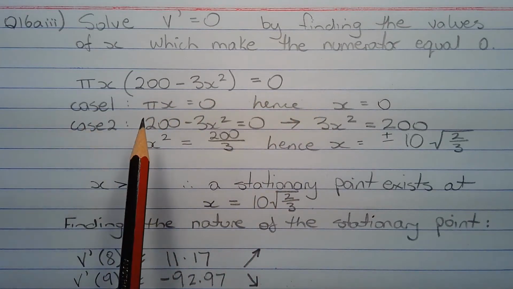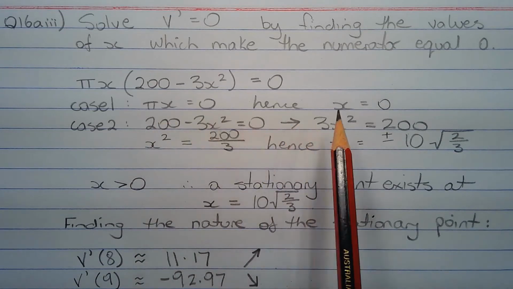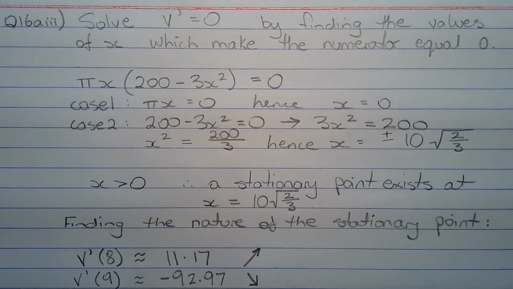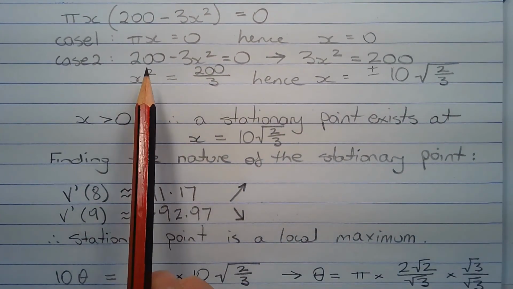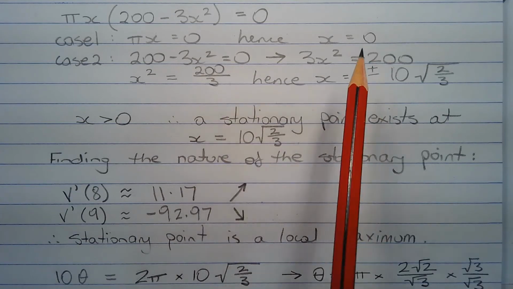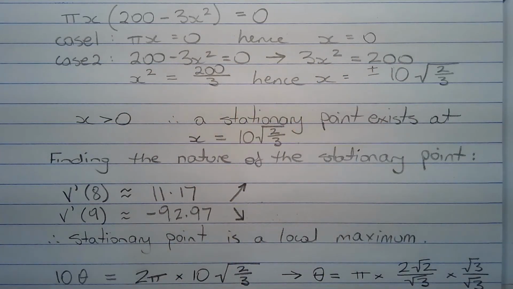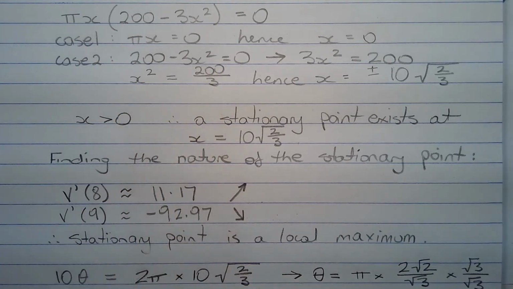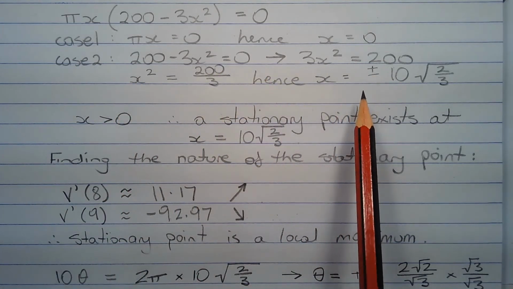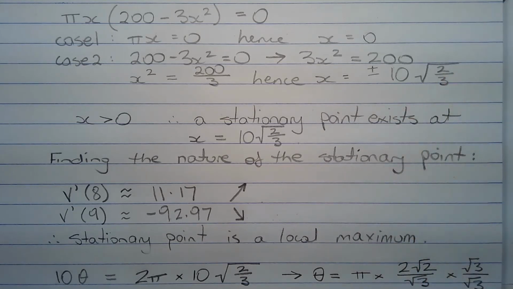And we're going to solve this equation. Now, case 1, we have pi x equals 0, hence x equals 0. Now remember that x represents the radius of the cone. In case 2, we have 200 minus 3x squared equals 0. Rearranging this equation, we have 3x squared equals 200. Dividing both sides by 3, we get x squared is equal to 200 over 3. Hence, x is equal to plus or minus 10 times the square root of 2 over 3. Now, x needs to be greater than 0 since it represents the radius of a cone. Hence, a stationary point exists at x equals 10 times the square root of 2 over 3.